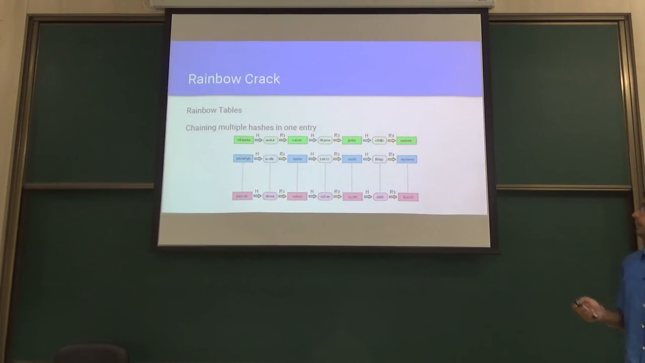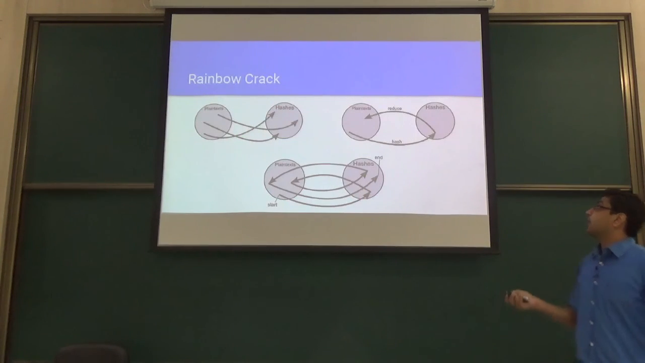So for our purpose, what we basically require is this: this is the plain text, this is the hash, you get back to the plain text, and then you keep on going, and you'll only store the starting point and the ending point.